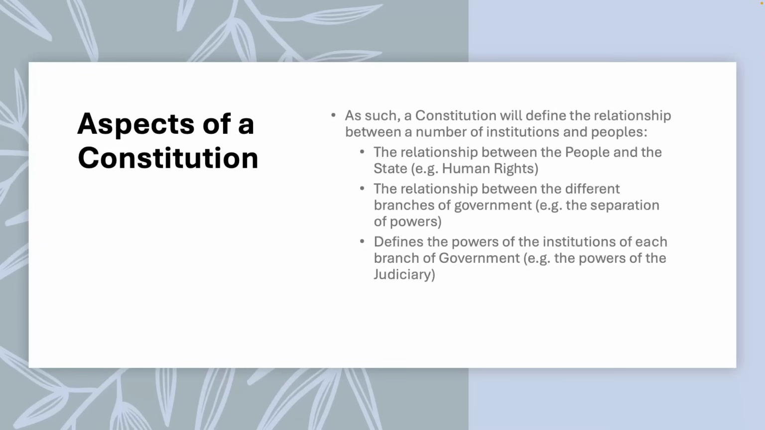The Constitution also defines the powers and institutions of each branch of government. So, for example, what are the powers of the judiciary? What are the powers of the legislature or Parliament? What powers does the executive branch have? In our country, what powers does the monarch have? What are known as the prerogative powers? And then finally, a constitution also outlines the basic principles of the rule of law. We'll spend some time talking about the rule of law in this series of lessons as well.